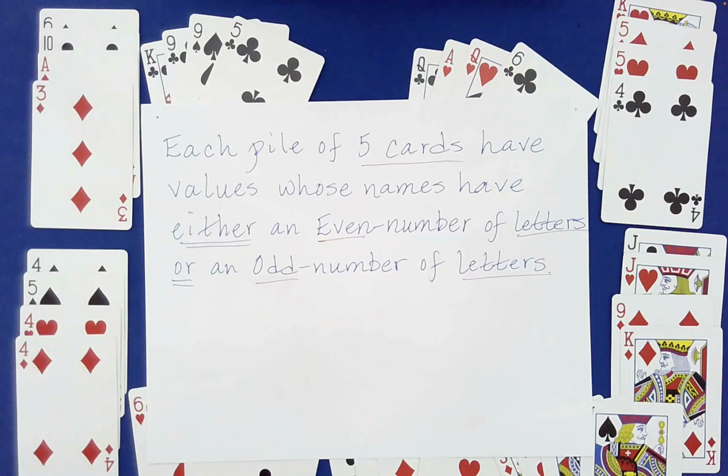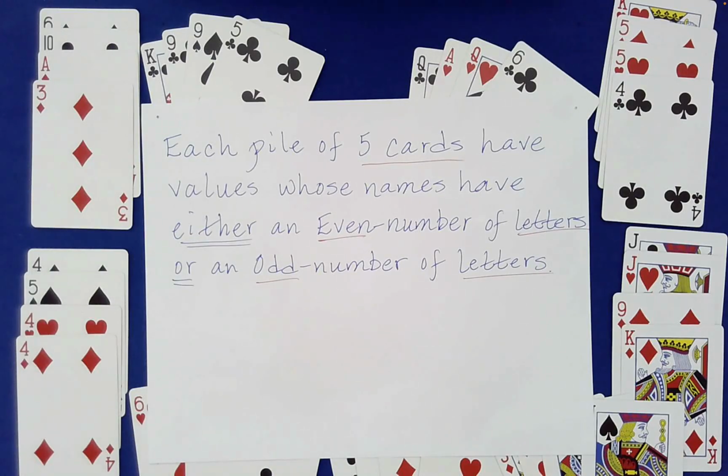Each pile, here's the prediction I wrote. There's just no way any prediction could be correct, right? Each pile of 5 cards have values whose names either have an even number of letters or an odd number of letters. Okay, well, I see a problem right off. Do you see a problem? Well, I can see that somebody doesn't know how to count. Well, I suppose we shouldn't say that this person doesn't know how to count. They don't know how to multiply, okay?